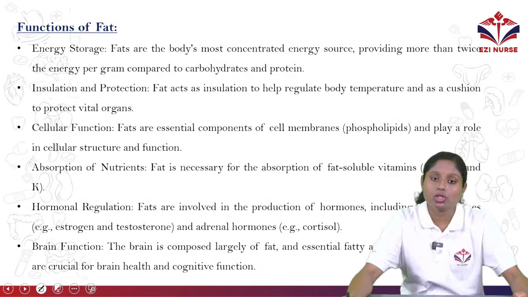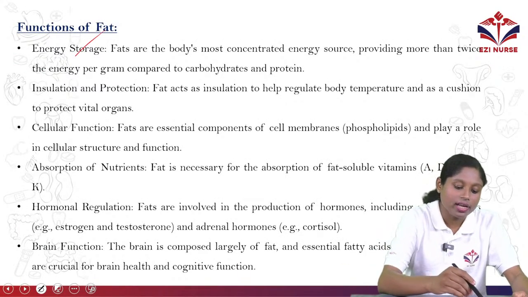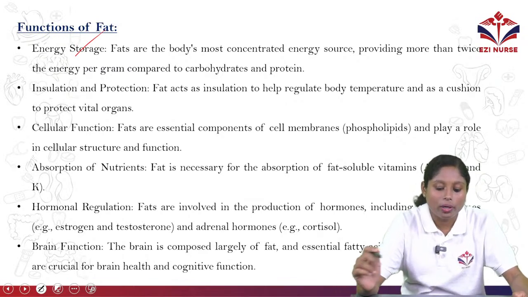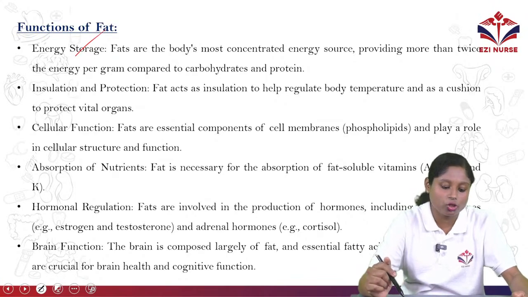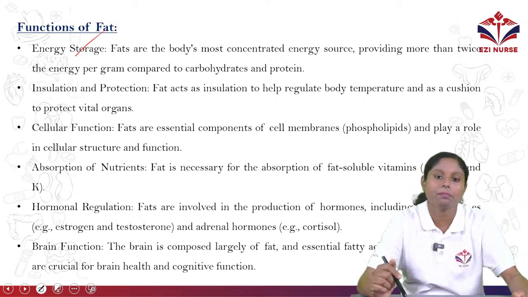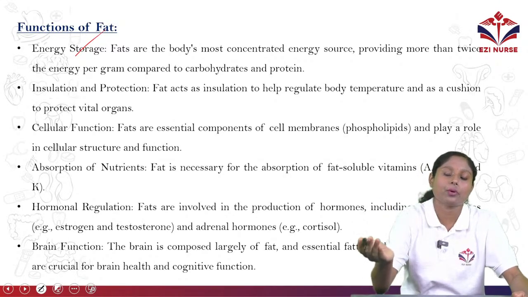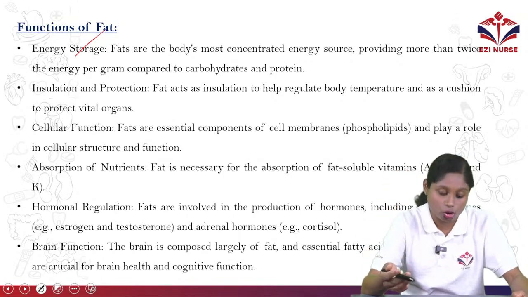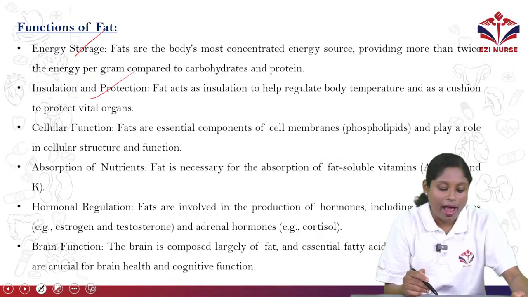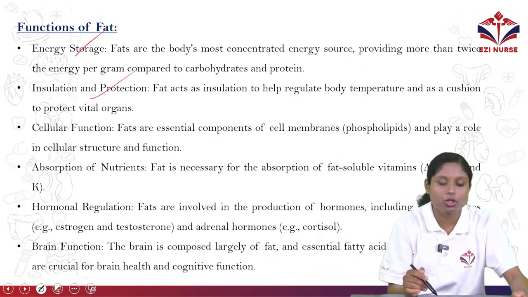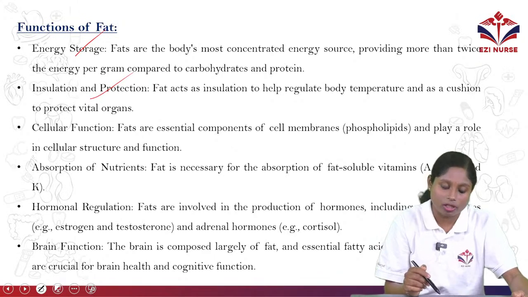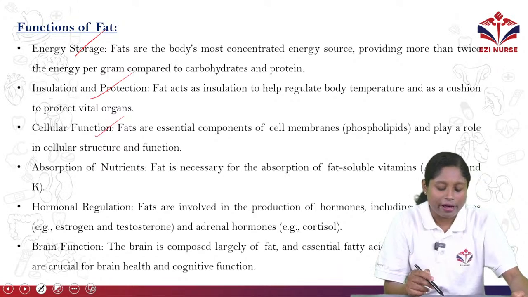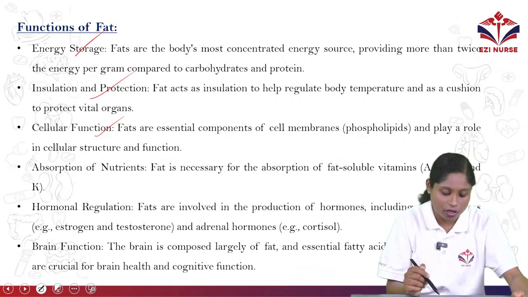Next is functions of fat. So what are the main functions of fat? Energy storage. Fat is the body's most concentrated energy source, providing twice the energy per gram compared to carbohydrate and protein. So compared to carbohydrate and protein, fat is giving more energy. Next, insulation and protection. Fat acts as insulation to help regulate body temperature and as a cushion to protect vital organs. Cellular function. Fats are an essential component of cell membranes and play a role in cell structure and function.